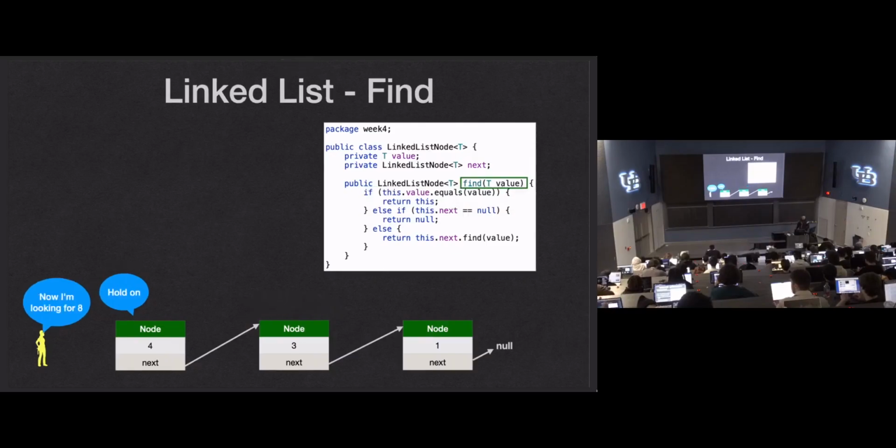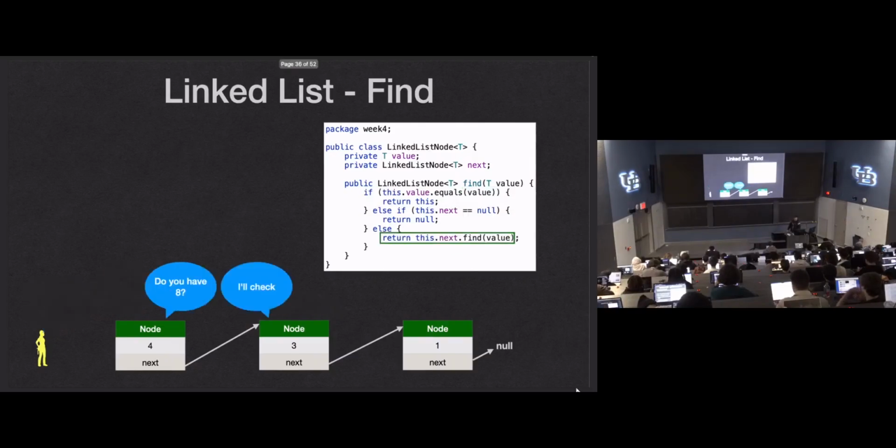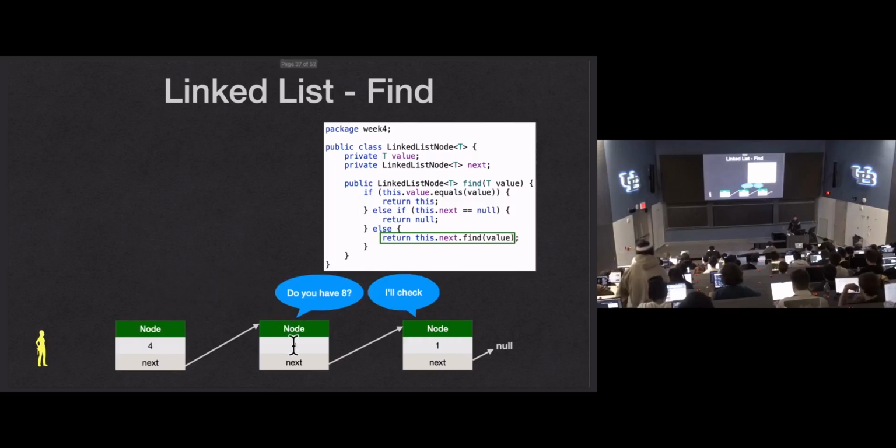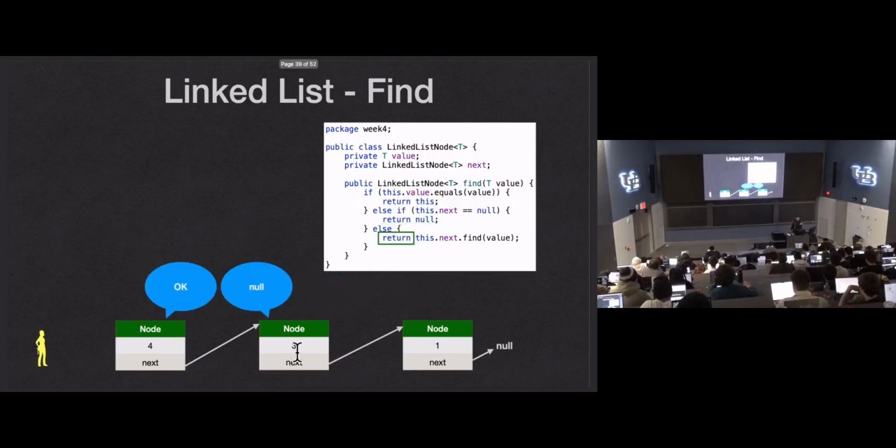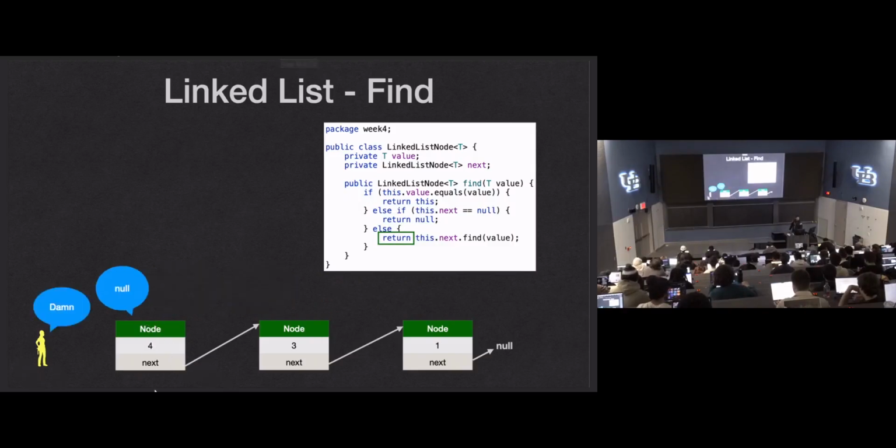What if we try to find something that's not in the list? Let's look for 8. First node says, this isn't 8. Next isn't null, so let me ask the next node. Next node says, this isn't 8, and next is not null, so let me ask the next node. This node says, this isn't 8, and next is null, so I'm going to return null. So this node says, nope, didn't find it. This node says, nope, didn't find it. We go up the recursion, returning from all these stack frames. Then we finally tell whoever called the find method, hey, we didn't find 8. Sorry, you're out of luck.